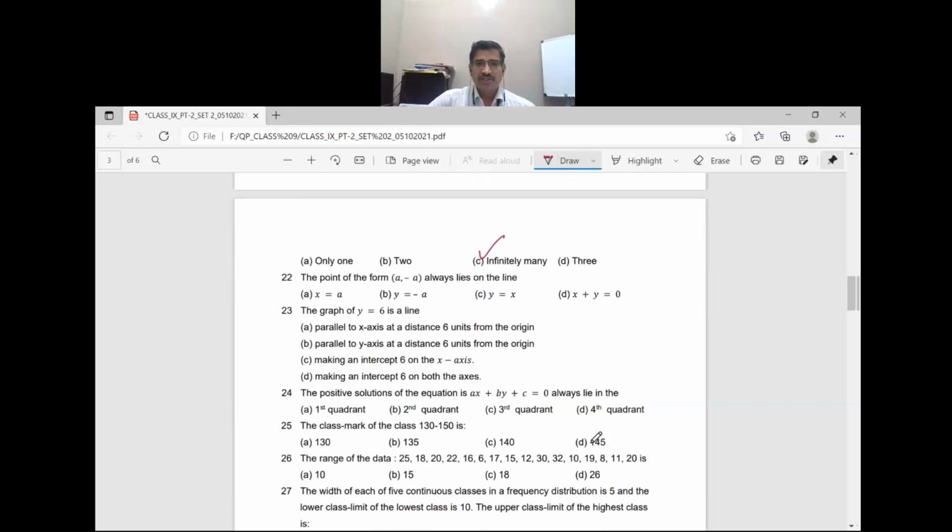Then moving on to question number 22. The point of the form (a, minus a) always lies... This I have discussed many times. Option D is the right option. It is not x equals a, not y equals minus a, and not x equals y. It's x plus y equals 0. The sum of them is 0. Next, question number 23. It's a repetition, as the children said. The right answer you already know.